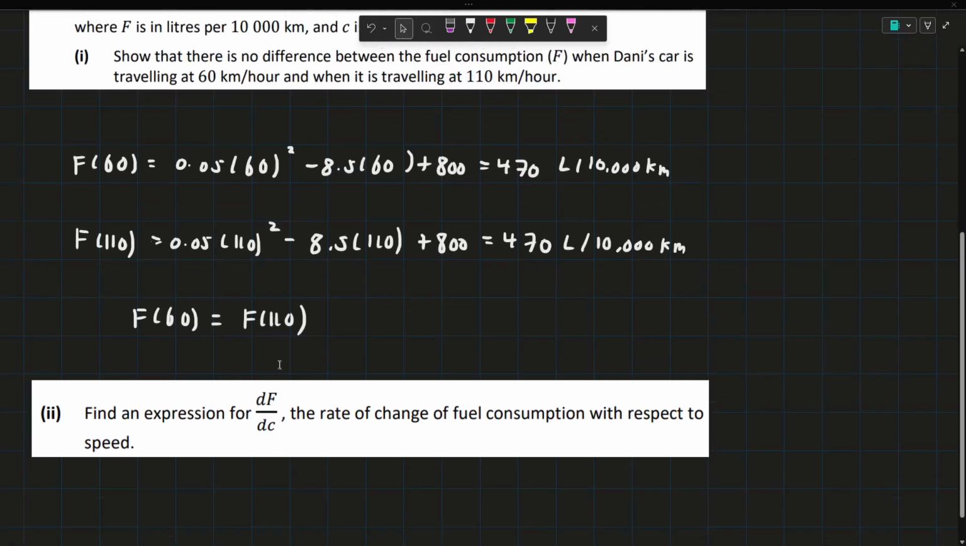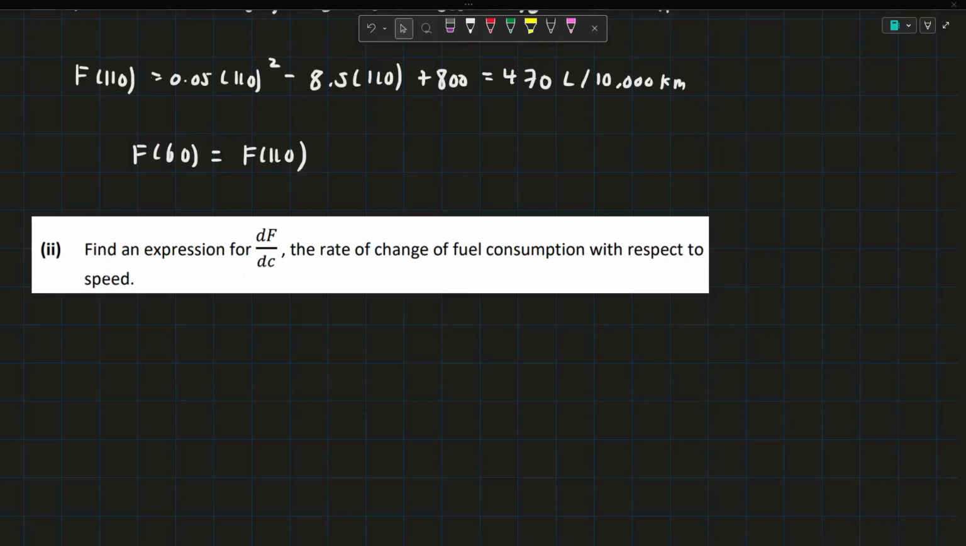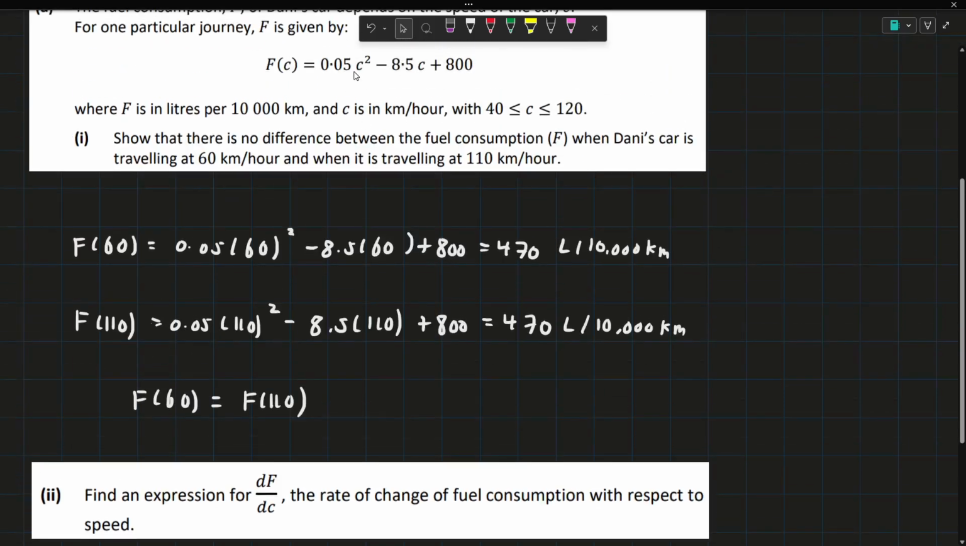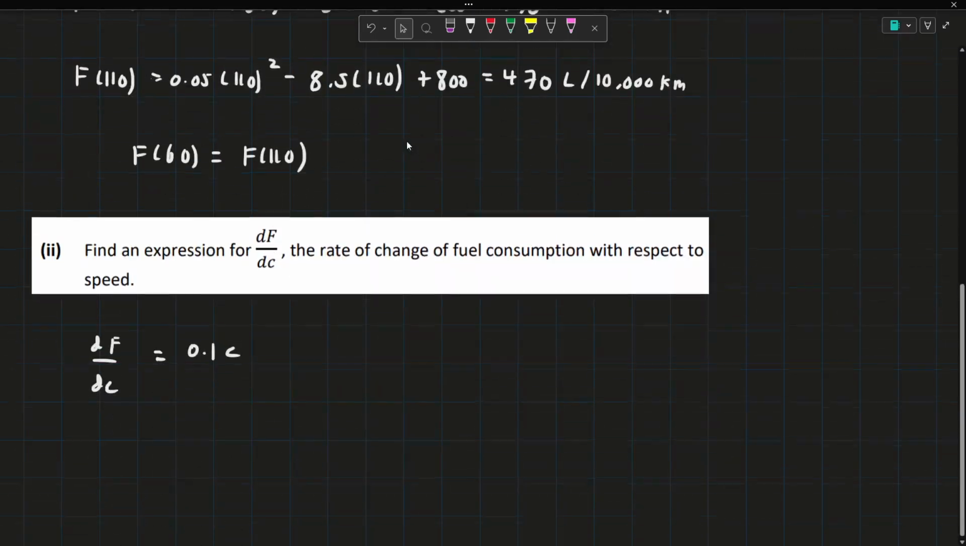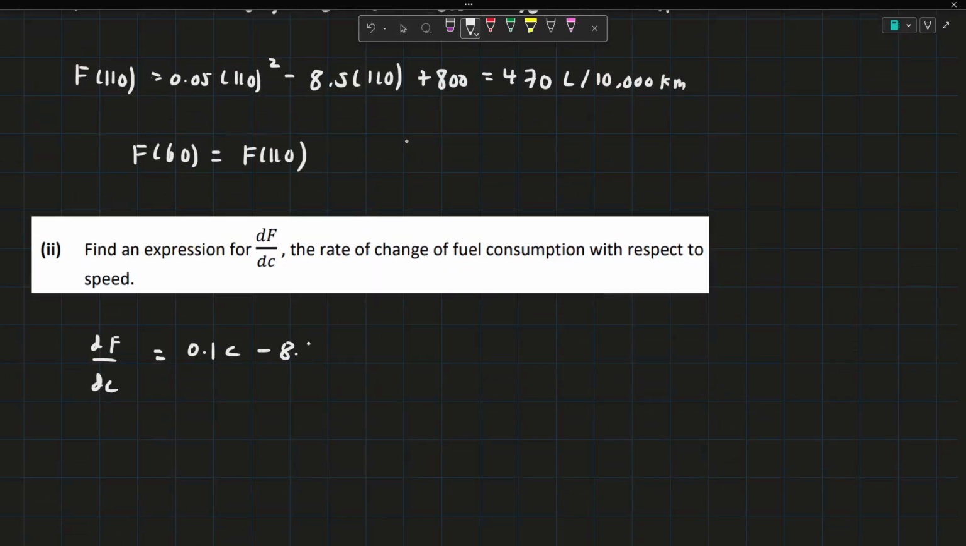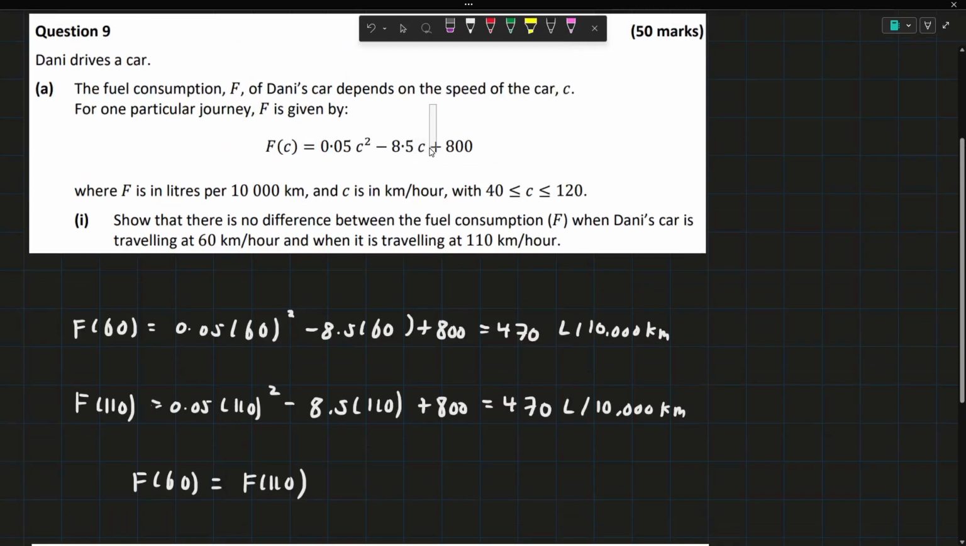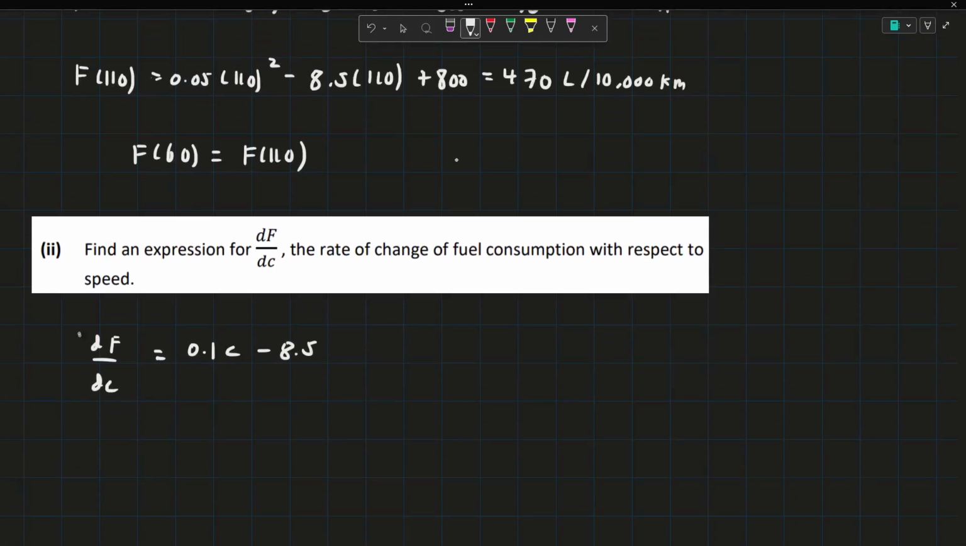In part 2, we're basically just asked to differentiate this function. So if we do df over dc, well, we differentiate 0.05 c squared, bring the power down to the front. So 2 times 0.05 will give us 0.1 c, reduce the power by 1, will be c to the power of 1. Then minus 8.5, and the power here is just 1. So 1 times 8.5 is just 8.5. Reduce the power by 1, you'll get c to the power of 0, which is just 1. And then the derivative of a constant is just 0. So this is our answer.